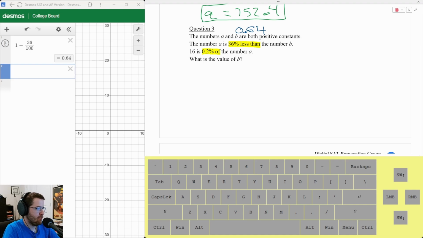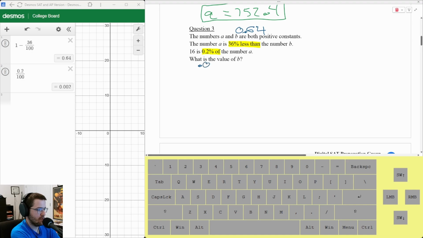And now we're going to do 0.2% of, so 0.2%. We're just going to change that to a decimal. To do that, we divide by 100. So that's 0.002. So let's write it down. And now it should be much easier to do the words to math.